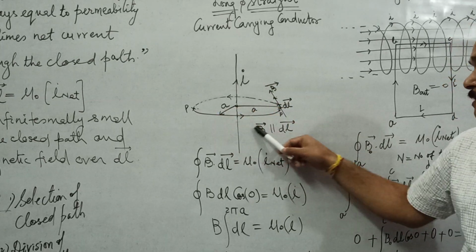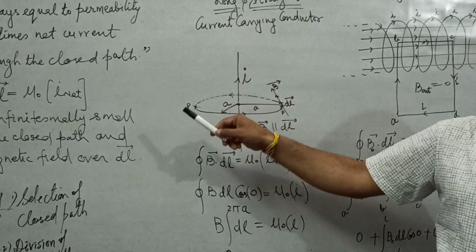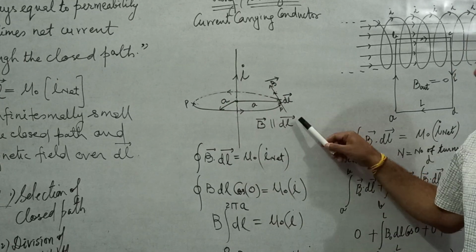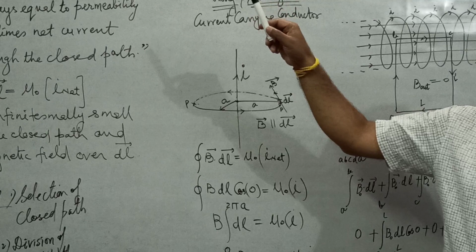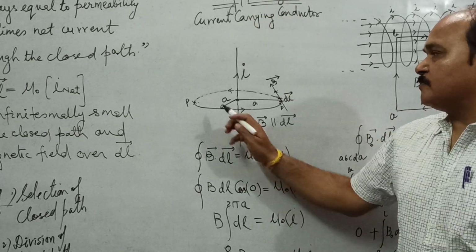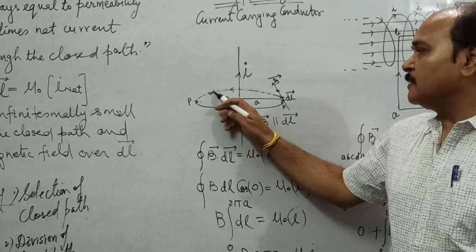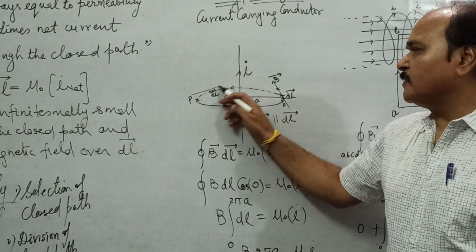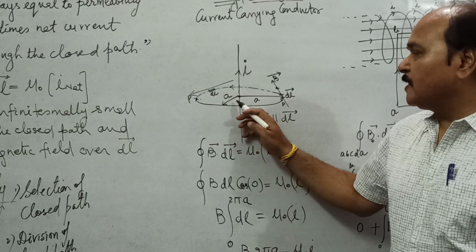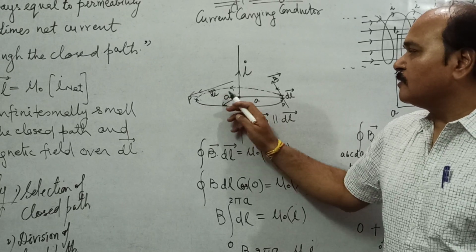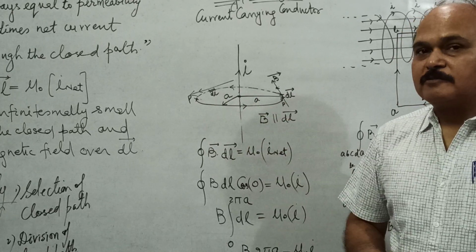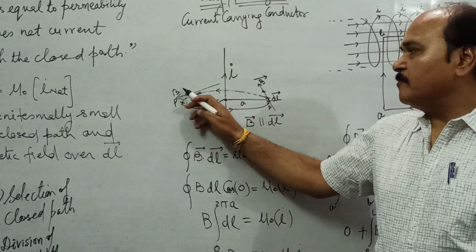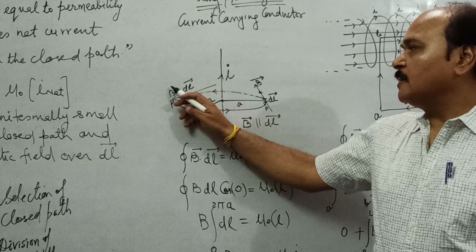And since this closed path is coincident with the magnetic line of force, the magnetic field here is also going to be in the same direction. So everywhere, wherever you take a small part of the closed path dl, the direction of dl is going to be tangential, and the magnetic field is always tangent to what? Magnetic line of force. So B and dl everywhere are what?